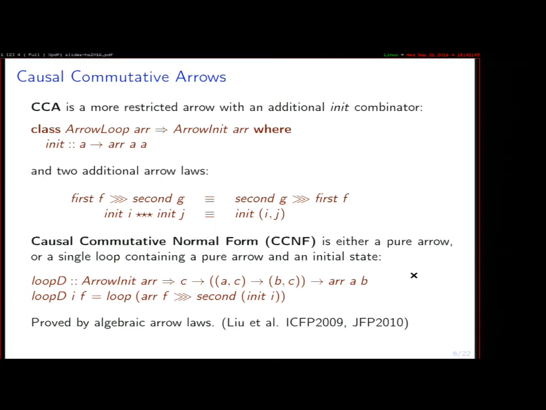So it turns out CCAs can be normalized. There is a normal form that can be proved by algebraic laws. It's either a pure arrow or some arrow of this loopD form. On the right-hand side of this loopD, you can notice that each of the arrow combinators is used exactly once.